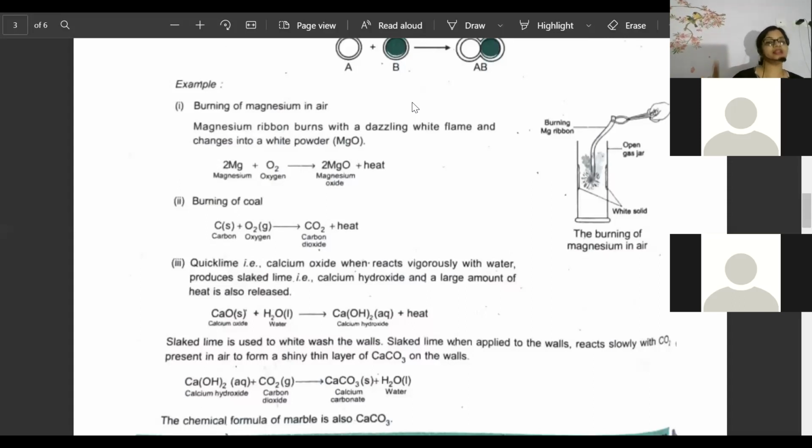Then I gave the answer that in our atmosphere, carbon dioxide is also present. The calcium hydroxide which we added in the wall will react with the carbon dioxide gas present in the atmosphere. When reacting with carbon dioxide, it will form a calcium carbonate layer on the wall, and H2O, the water molecule, will come out as vapor, meaning it will get dried up.